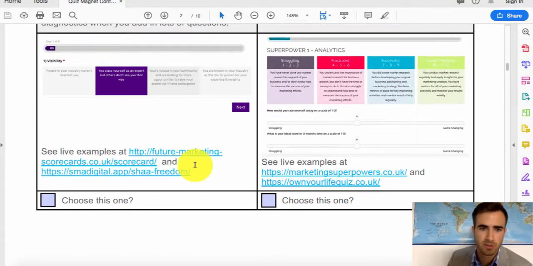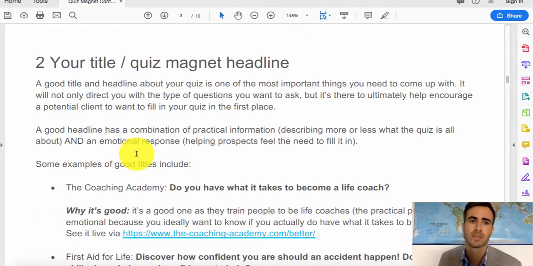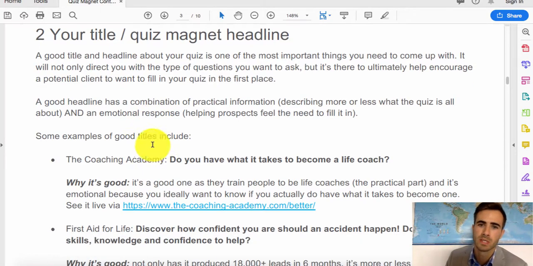Okay, so that's the 2 different types of examples. Literally just tick which one you prefer here. Go down. The next stage, number 2, is your title or quiz magnet headline. So the headline of your quiz.